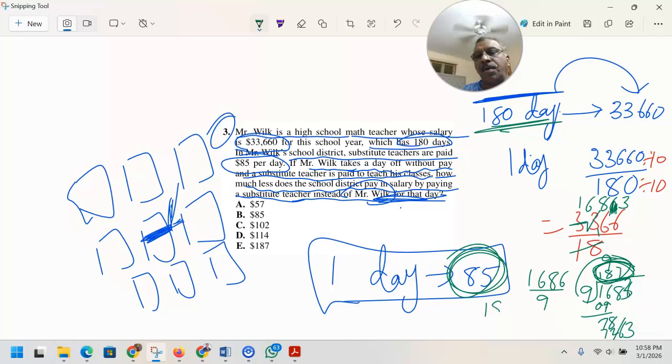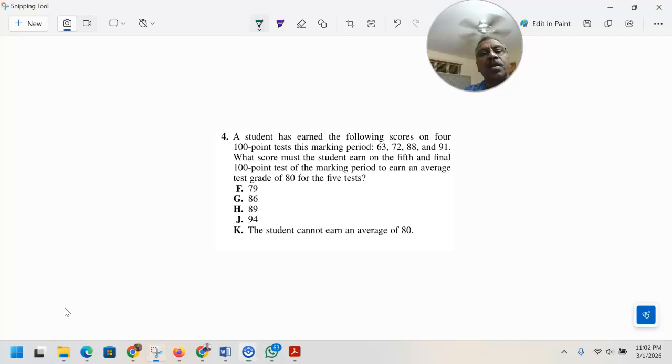So all you do is you subtract 85 from the regular. You do this, you get 102. The answer is this one. Hope that helps. Question number 4.